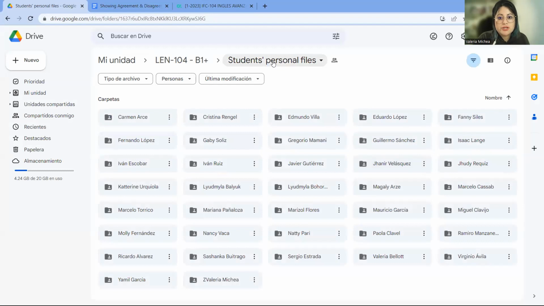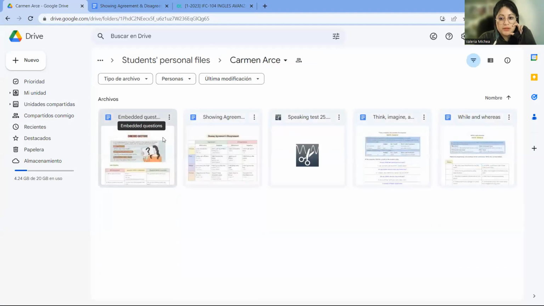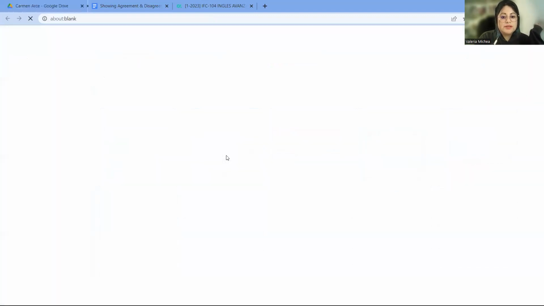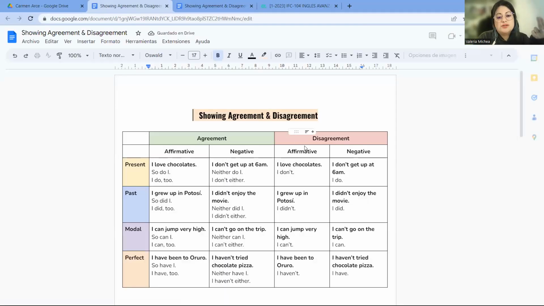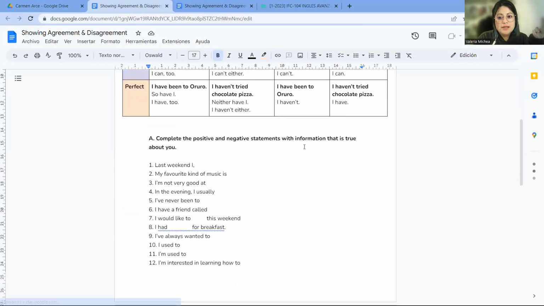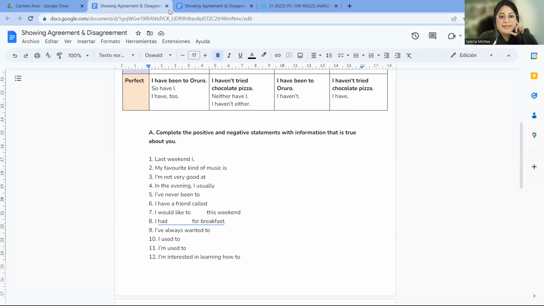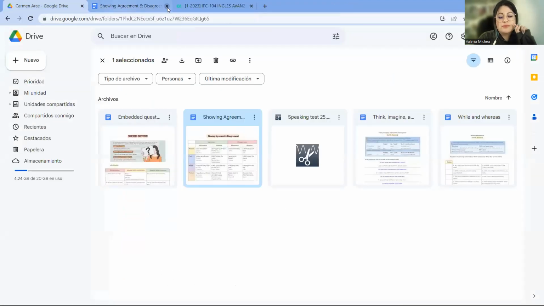So remember that I shared this file with you, students' personal files. Please go there, go to your folder, and you are going to find a document called Showing Agreement and Disagreement. The same document that I was showing. You click on it, and you'll find this. And you'll be able to complete the exercise that I want you to complete right now, because we are going to practice.